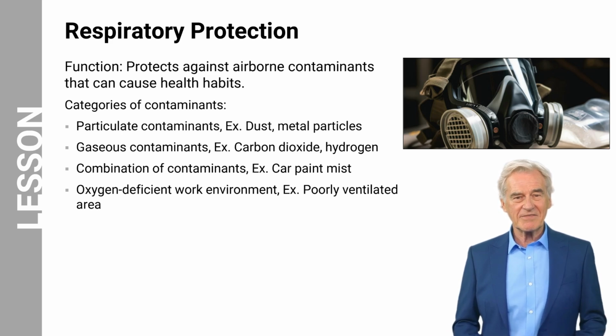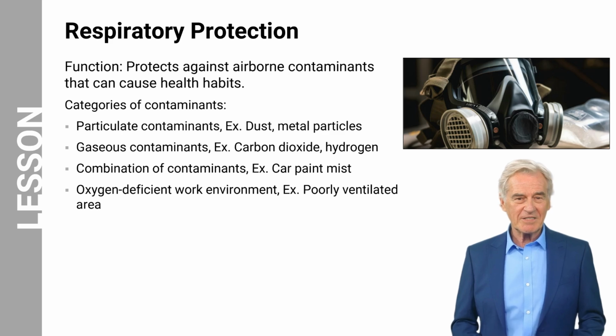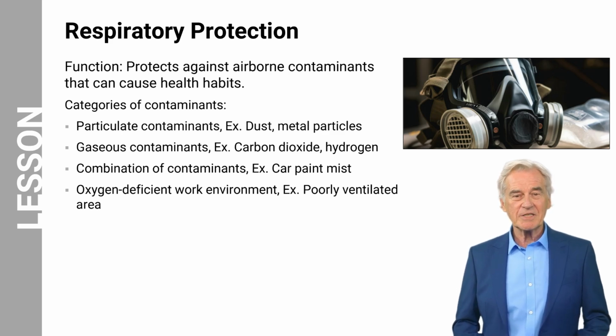Second, the gaseous contaminants include gases and vapors that may be present in the work environment. Some common examples are carbon dioxide, carbon monoxide, helium, hydrogen, and paint thinners. Third, the combination of contaminants, which are a combination of both gaseous and particulate contaminants, such as paint mist. And lastly, fourth, oxygen-deficient work environments. In these work environments, there is not enough oxygen in the atmosphere for workers to breathe. OSHA defines an environment as oxygen-deficient if it contains less than 19.5% oxygen. An example of this environment would be a very poorly ventilated area, such as a confined space.